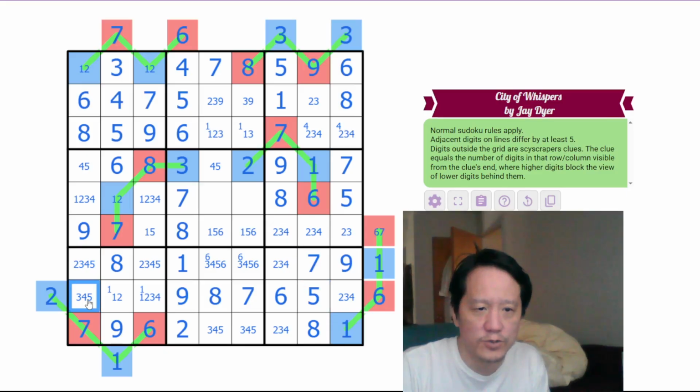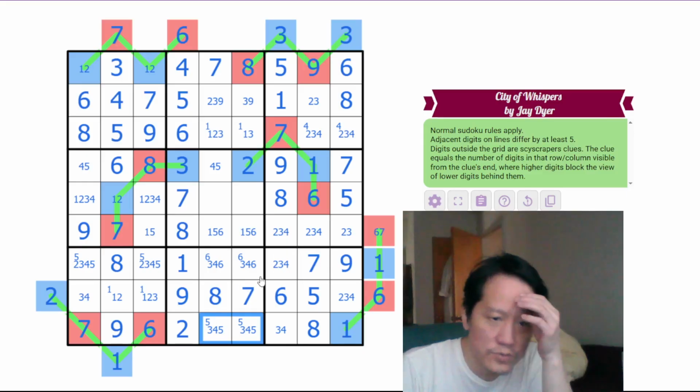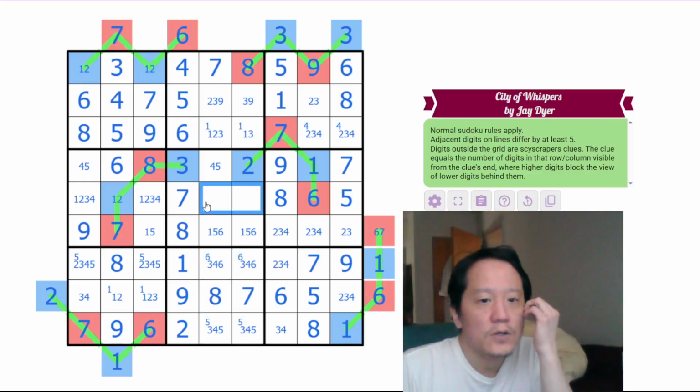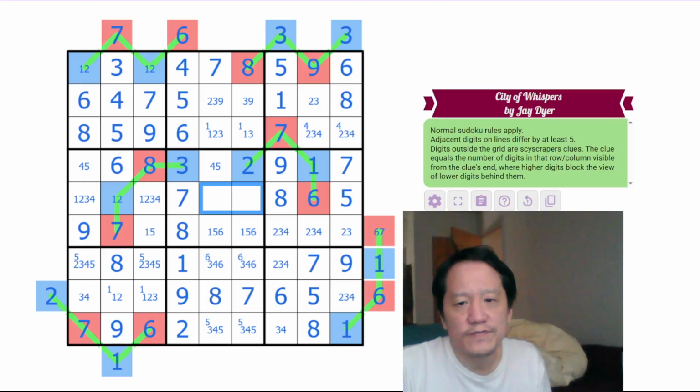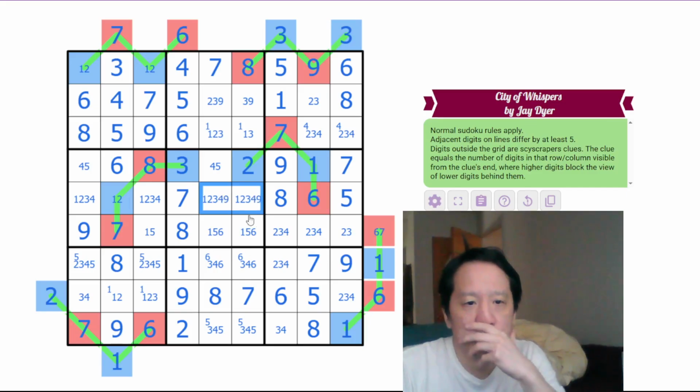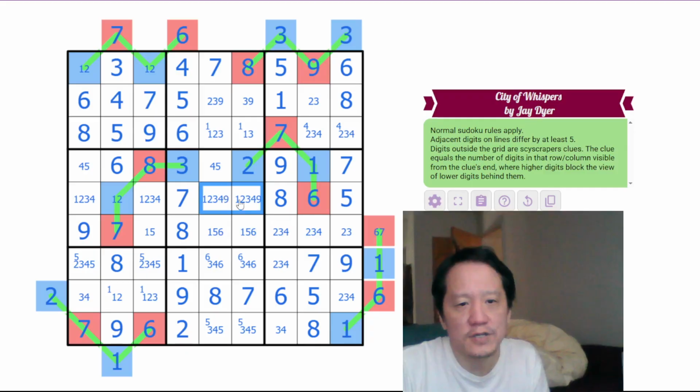So this is 5, which means this can't be 5 here, which means this digit is greater than this cell. So this can't be 4. 5 is one of these two, which means 5 cannot be here. 2 eliminates 2 here. So 5 is one of those two. We have 1, 2, 3, 4, 9 as remaining digits in row 5. 2 cannot be here, though. 3 can't be here.